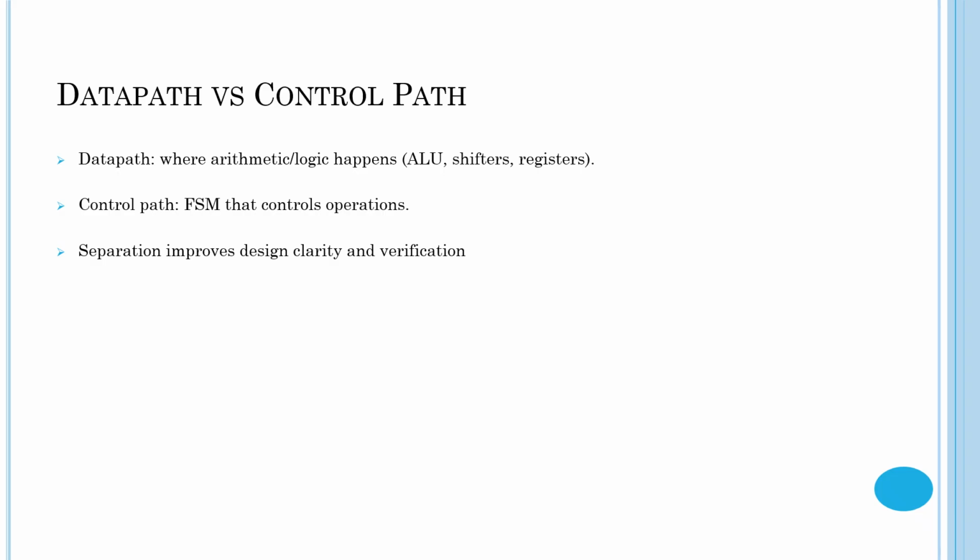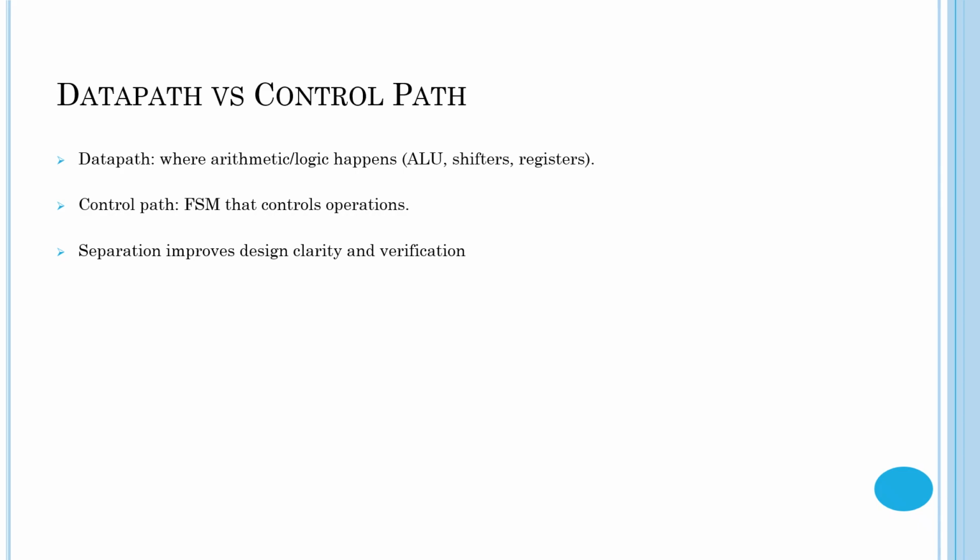On the other side, we have the control path, which decides how and when the data path should operate. This is typically implemented using a finite state machine, or FSM. The control logic generates the enable signals, select lines, operation modes, and timing signals that guide the data path step by step. So, while the data path performs the computation, the control path tells it what to do next.